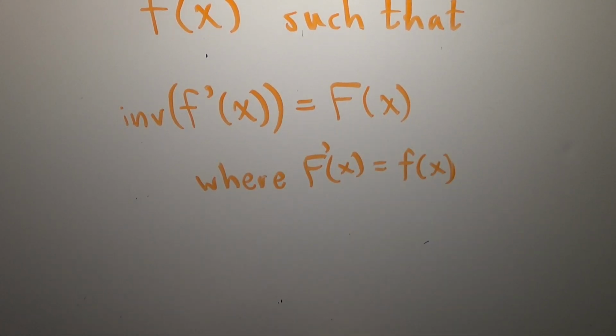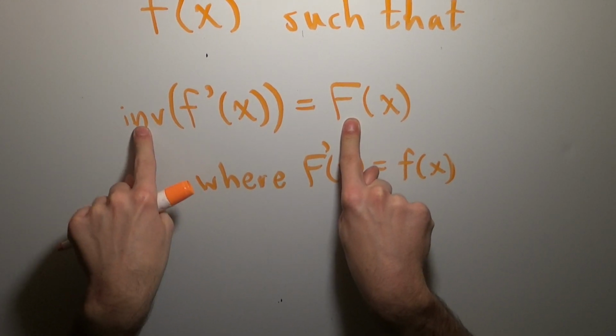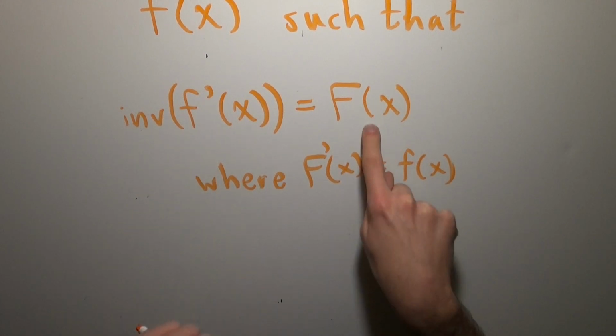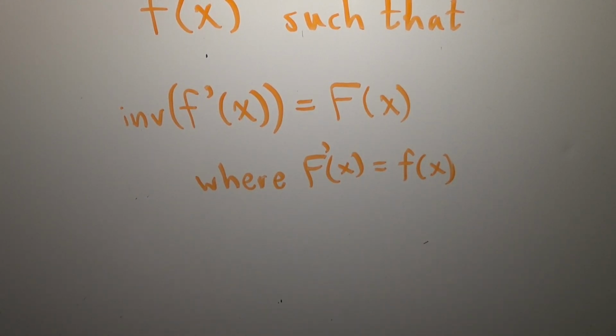So another way to frame this is to simply take the derivative of both sides, and so you have the derivative of the inverse of the derivative of f is f again, because if we took the derivative of this, we get little f back, right? Because that's what the antiderivative of a function is.